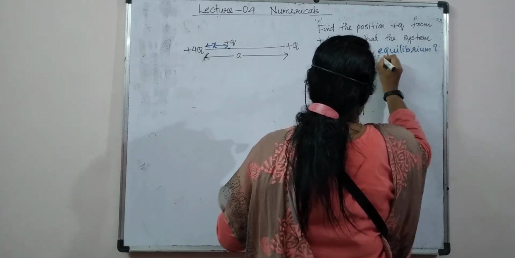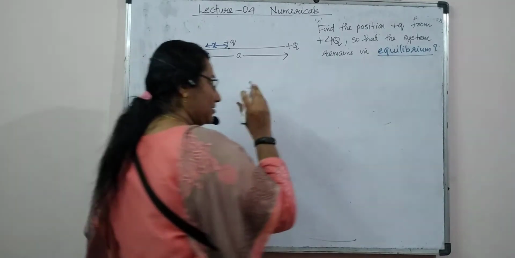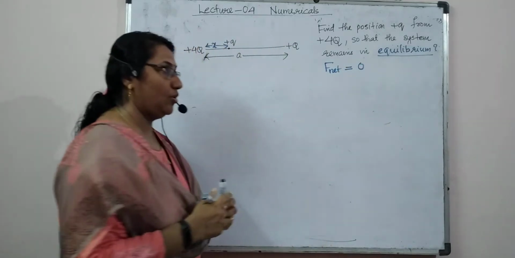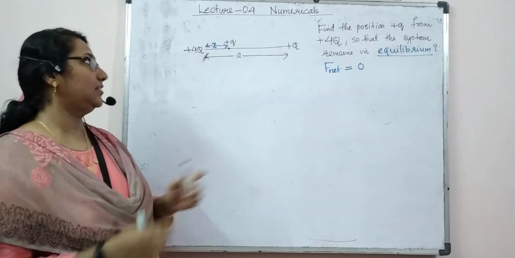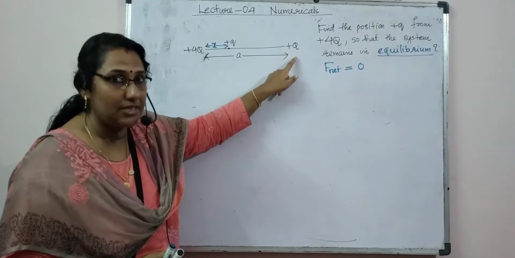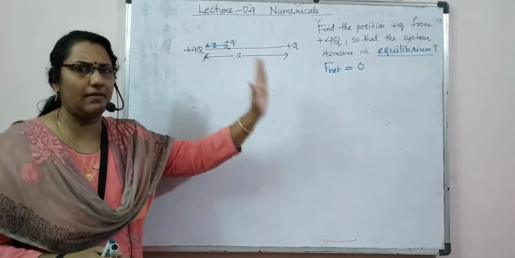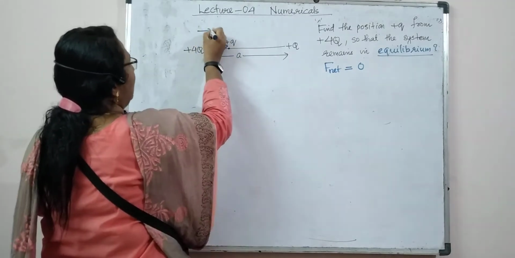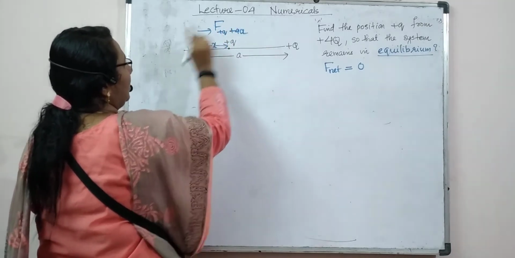What is the equilibrium condition? In the plus 1 topic we have studied the system will be in equilibrium when the net force acting on it becomes 0. Here there is a plus 4q and here there is a plus q. Plus 4q repels small q towards the right.